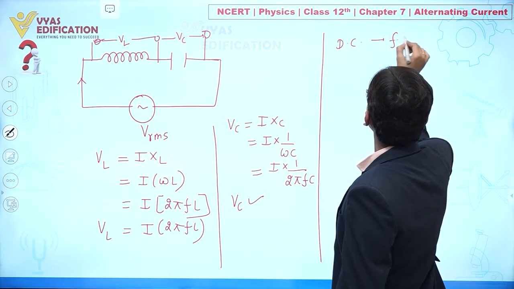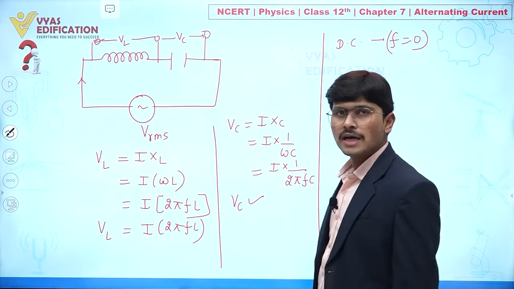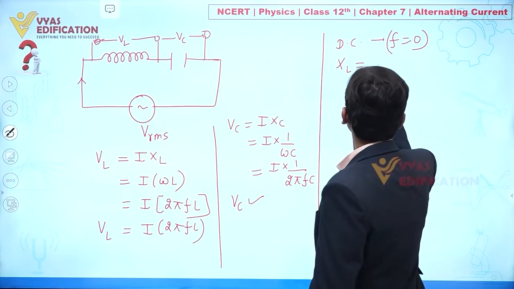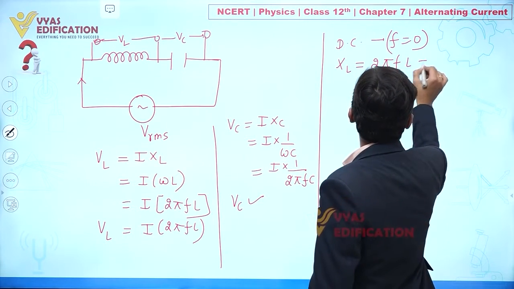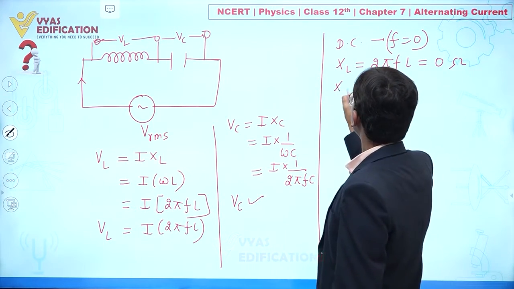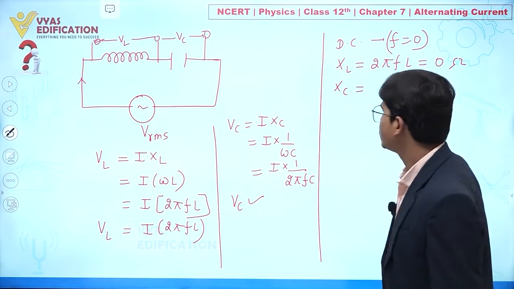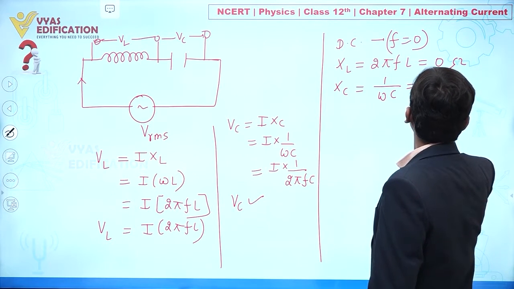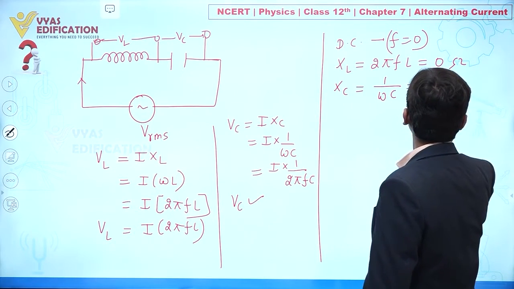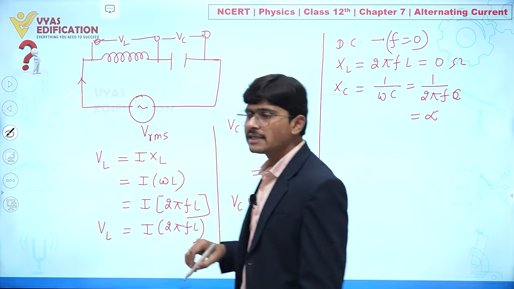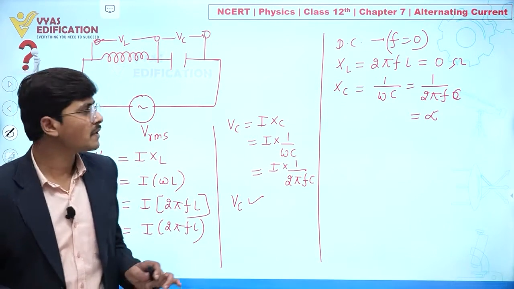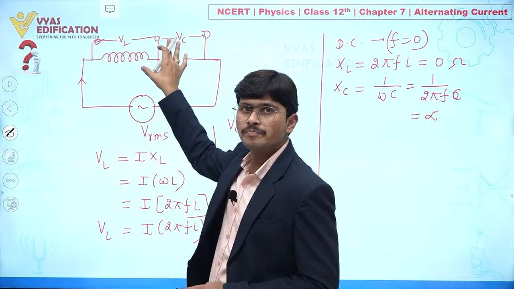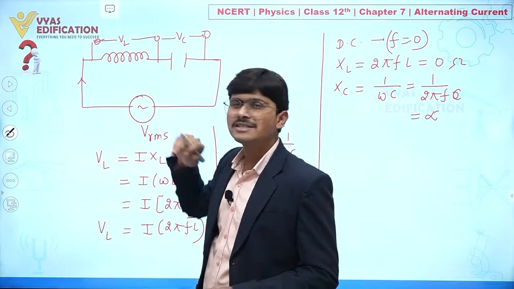In DC current we have frequency 0. So whenever we have frequency 0, the resistance offered by the inductor is equal to 0. Yes or no? And the resistance offered by the capacitor is infinite, because the value of frequency is 0. Clear? So from here you can say this is infinity. It means all the potential difference in the case of DC you always find across this capacitor only. Clear? And there is no potential drop across this inductor.